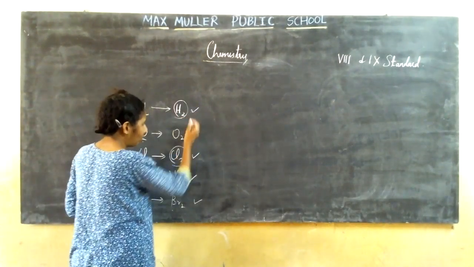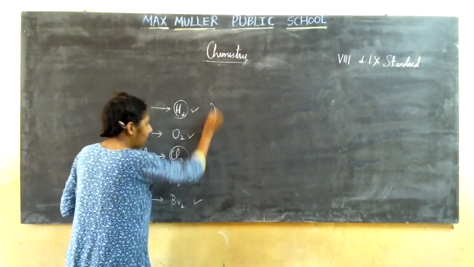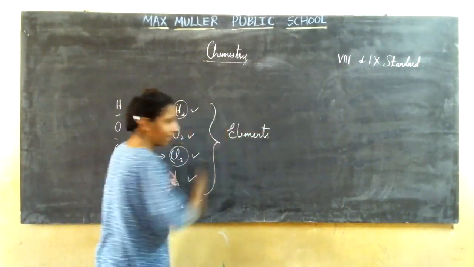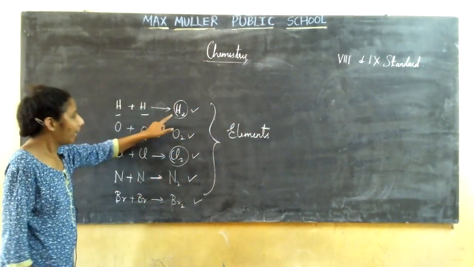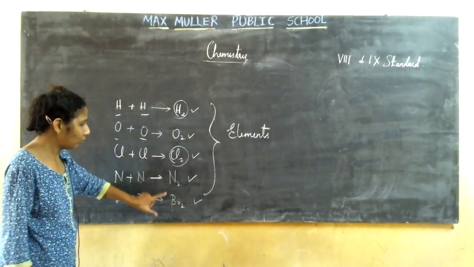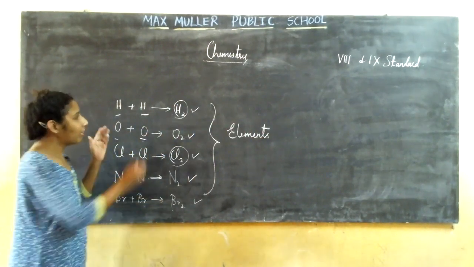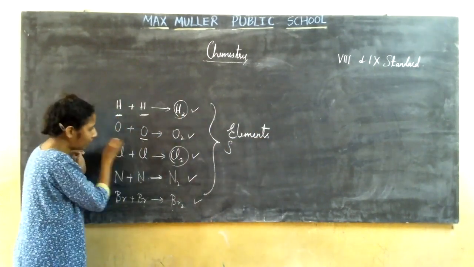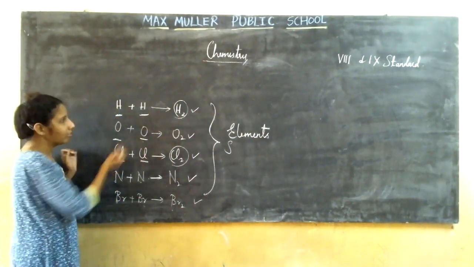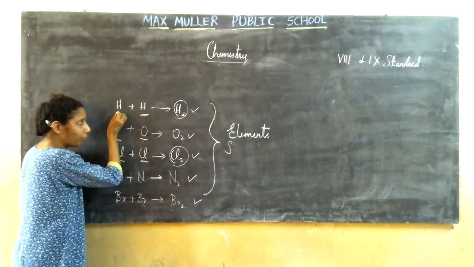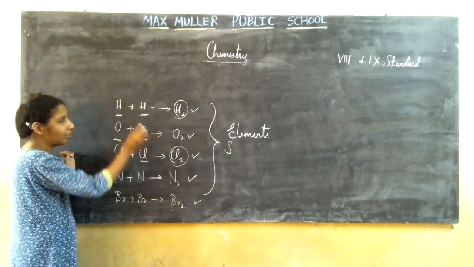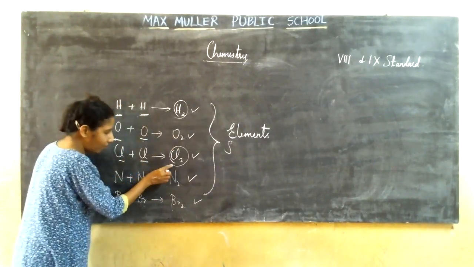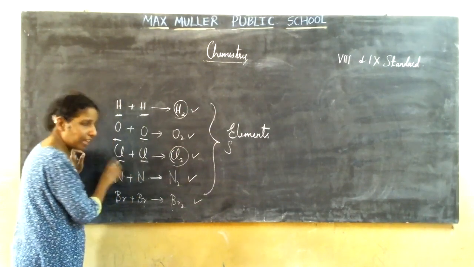So hydrogen, oxygen, chlorine, nitrogen, bromine are all examples of elements. Are you people understanding? They are made up of the same kinds of atoms. A hydrogen molecule is made up of the same two hydrogen atoms. An oxygen molecule is made up of the same two oxygen atoms. A chlorine molecule is made up of the same two chlorine atoms.